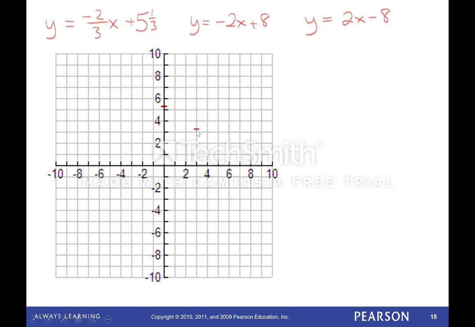So notice we're still off a little bit. We're still off by a third here. So we're going to keep on going. Down 1, 2. So that's going to be 1 1/3. Cut across 3. Down 2. Cut across 3.